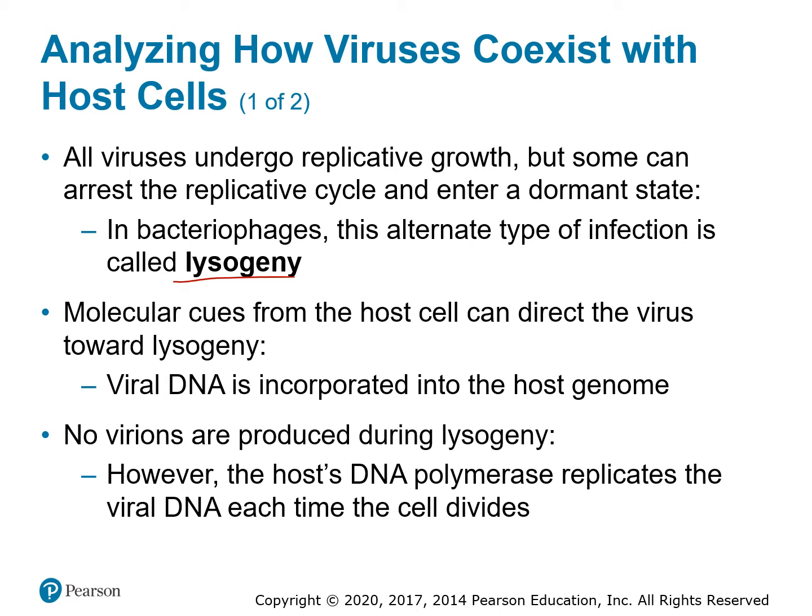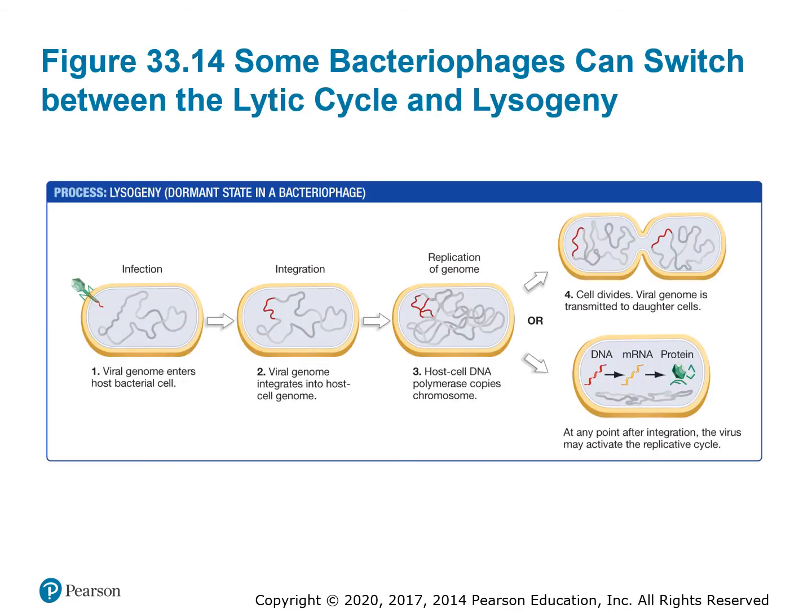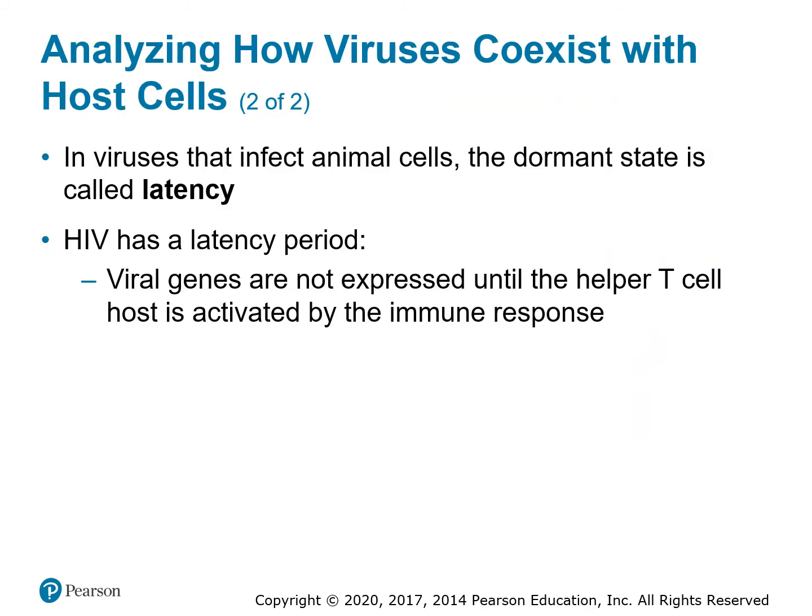However, it comes to a point where it begins to start working, and that's when you see the increase in the virus. Again, here we see that process. So you have infection, integration, replication, and then again, it can go two ways. You can divide cells that are infected, or you can go into the process of making virions. This dormant state is known as latency. HIV does have a period of latency, anywhere between 6 weeks to a couple of months, even years.